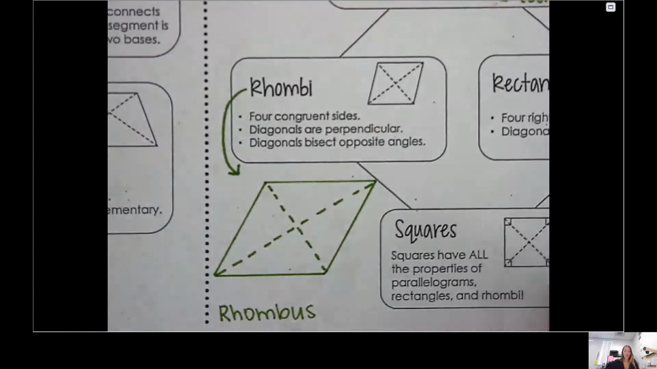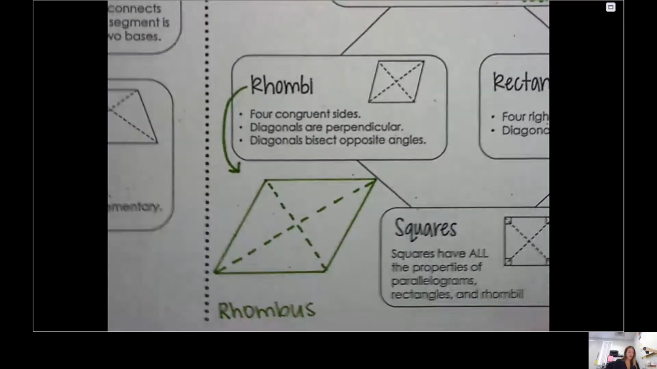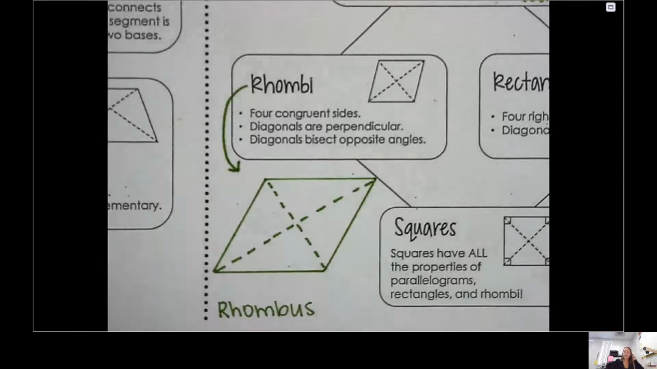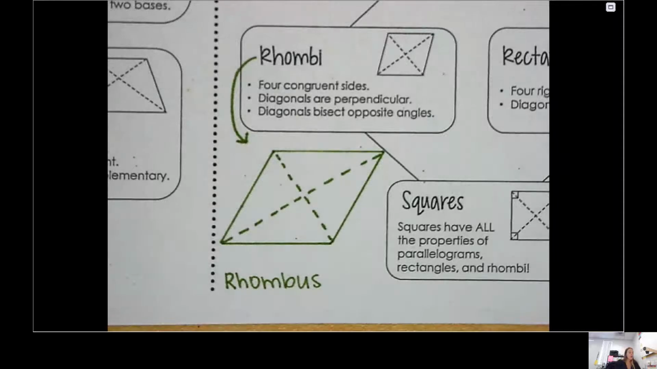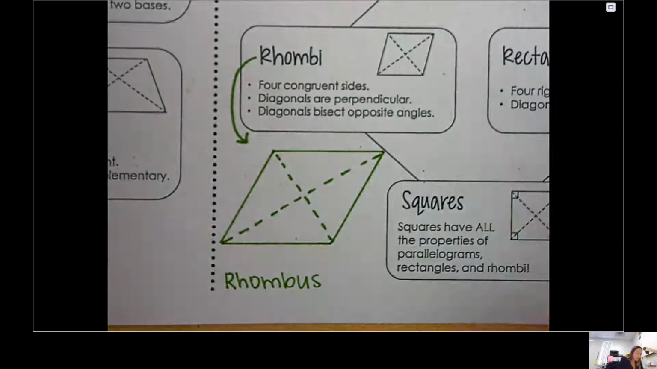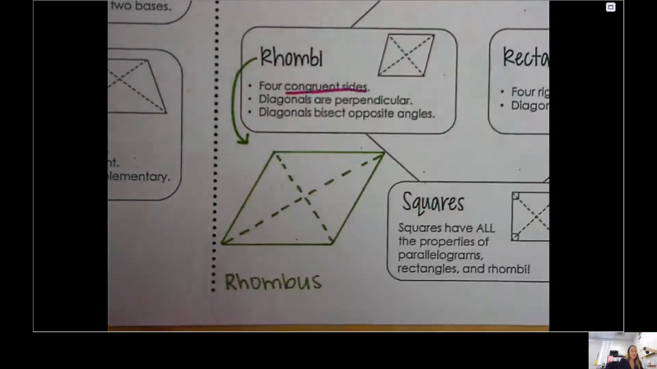So the first one is a rhombus. Rhombi is just the plural of it, so it's more than one. I just redrew the picture because there's not a lot of space in there, and I want to be able to mark up my picture. So a rhombus has 4 congruent sides. So that means all the side lengths are exactly the same.